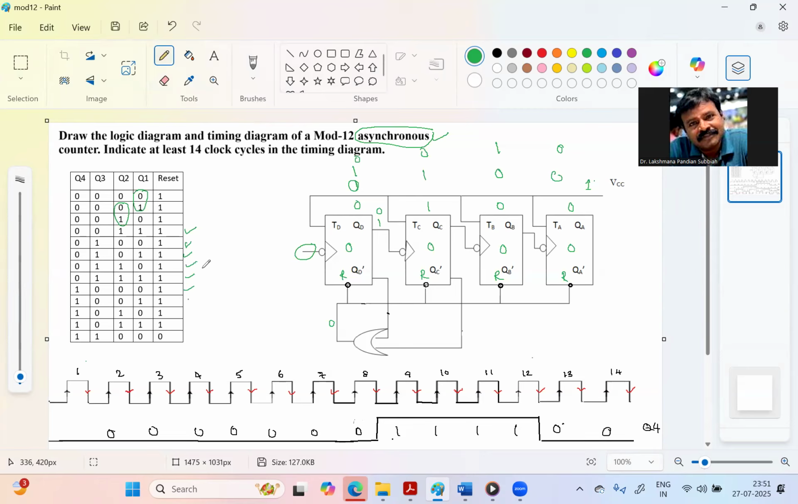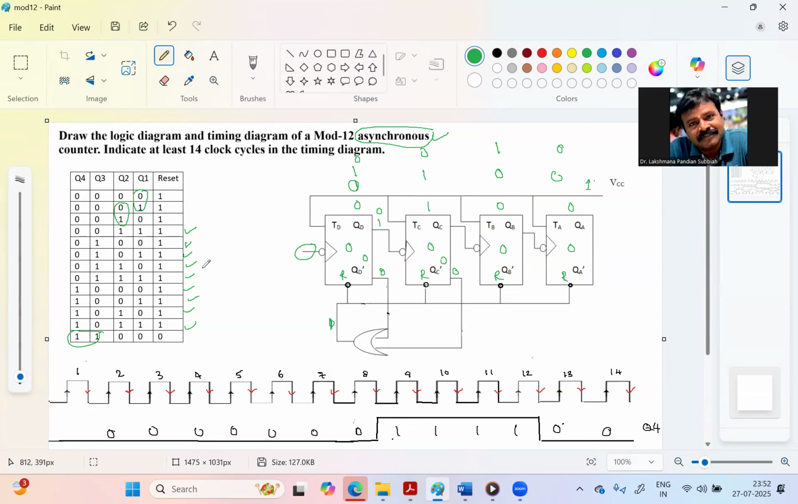It's continuing now. Then at the time of reaching 12, we have 1 1. This 1 1 makes the inverted outputs 0 0. If any one of those inputs is 1, then the OR gate output is 1, and it is not resetting. Here both are 0, so that 0 0 is reaching here. If Q4 and Q3 are 1 1, then this will reach 0 0, right?